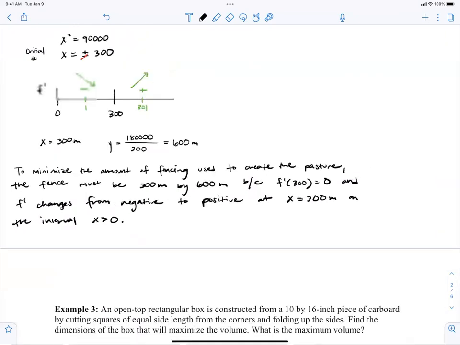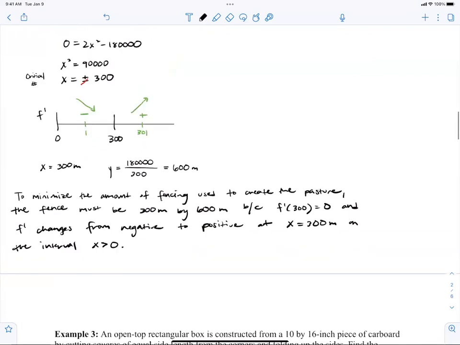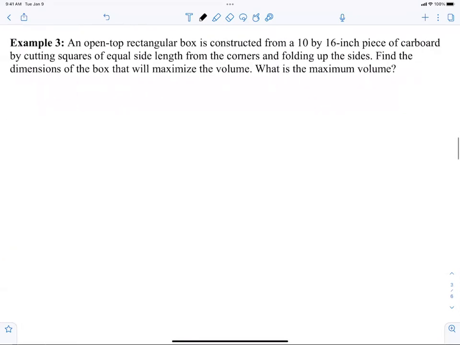Perfect. Okay. So both of these examples, we had to use the first derivative test. We had to interpret the analysis line that we drew. This next problem, I'm sure you guys recognize this type of problem. Every calculus textbook has one of these box problems, every single one. So an open top rectangular box is constructed from a 10 by 16 inch piece of cardboard.